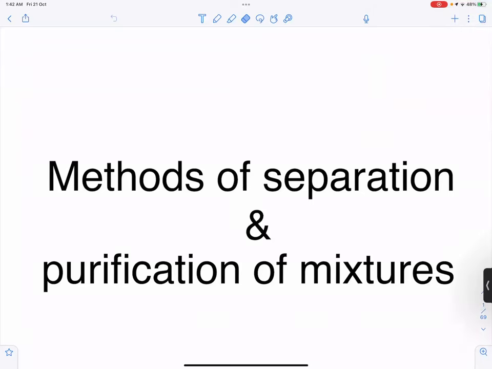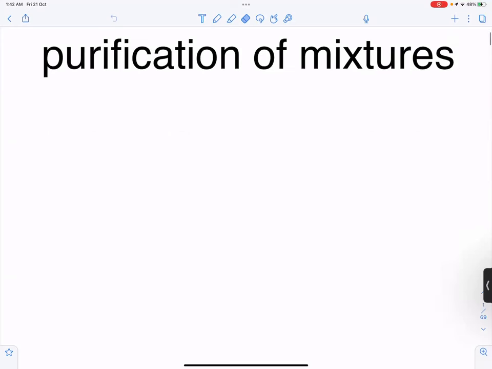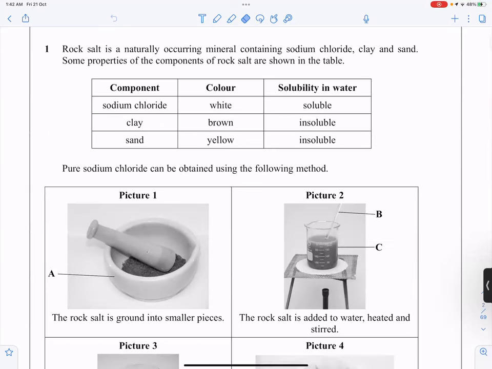Methods of separation and purification of mixtures. Question one: rock salt is a naturally occurring mineral containing sodium chloride, clay, and sand. Some properties of the components of rock salt are shown in the table. Sodium chloride is white and is soluble in water. Clay is brown and insoluble. Sand is yellow and insoluble.